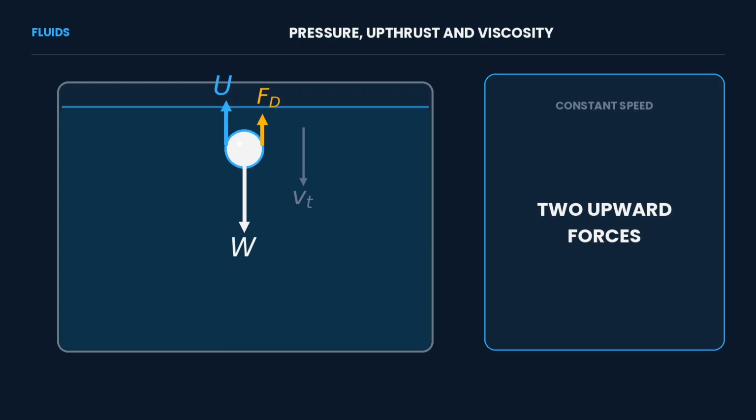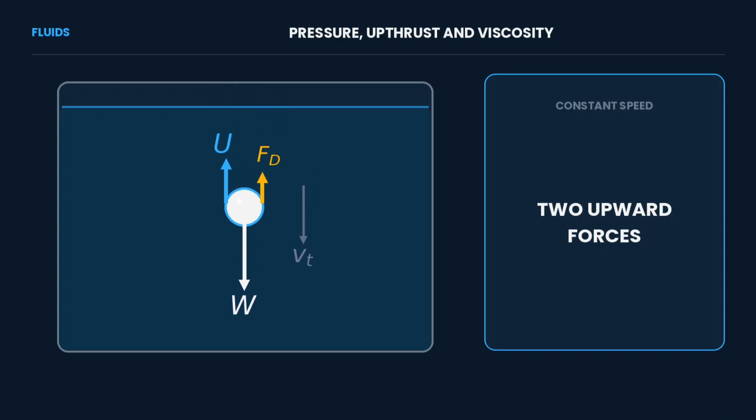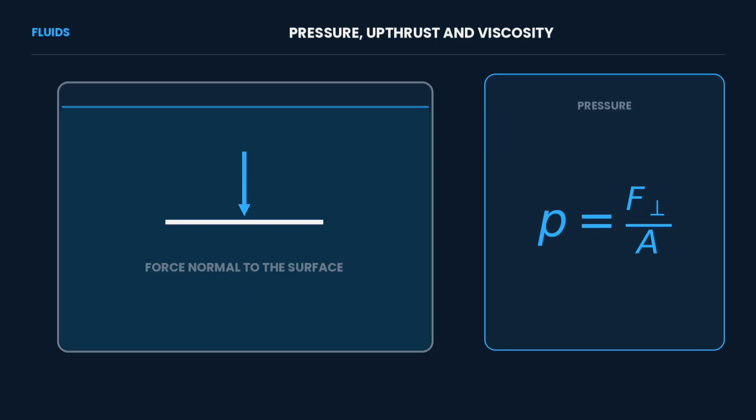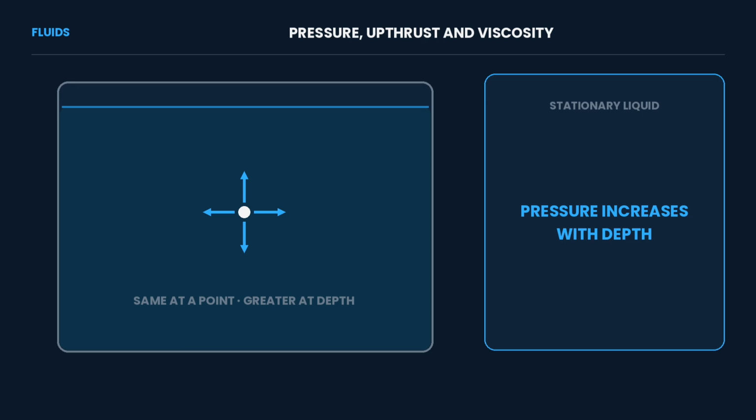This sphere is falling through a liquid at constant speed, with both upthrust and viscous drag acting upwards. Neither force on its own has to equal the weight, but together they do. Pressure is a force acting normally on a surface divided by its area. In a stationary liquid, pressure at a point is the same in every direction and increases with depth.